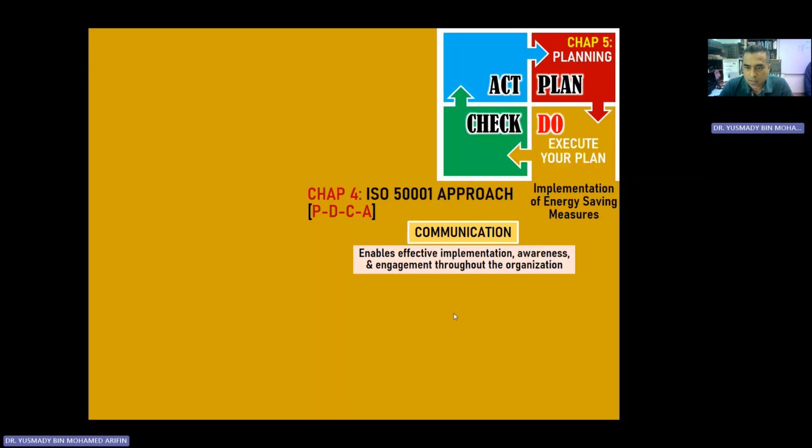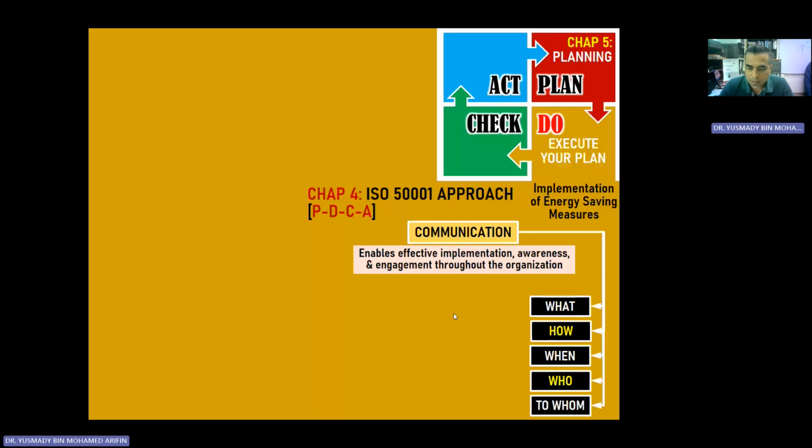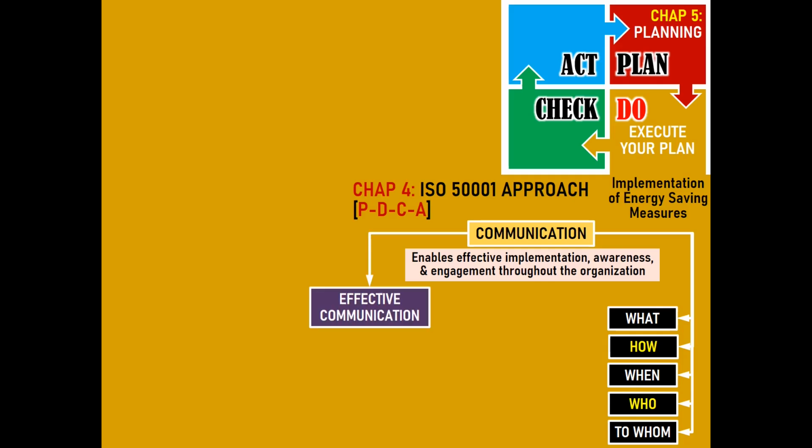We need to ask what kind of communication we need to convey, how we want to communicate, when we want to communicate, who will take responsibility to communicate for the specific result, and to whom we need to convey the specific information about the energy performance. There are a few criteria for effective communication. First, we need to have internal and also external communication.